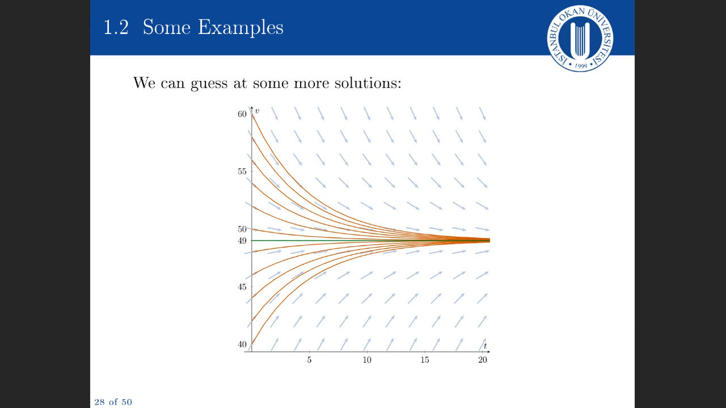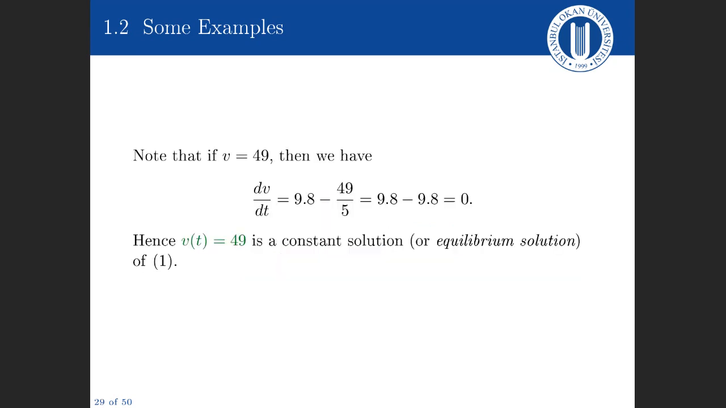And we expect that somewhere in the middle, in this case at 49, there would be a constant solution. How did I know that it would be constant at 49? Well, note that if v is 49, if we put 49 into the differential equation, dv/dt is equal to 9.8 minus 9.8, or 0. In other words, if v is 49, the slope is always 0. Then we have a constant solution, and this is called an equilibrium solution.